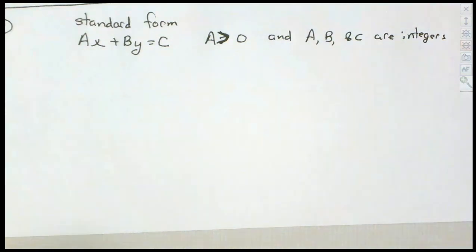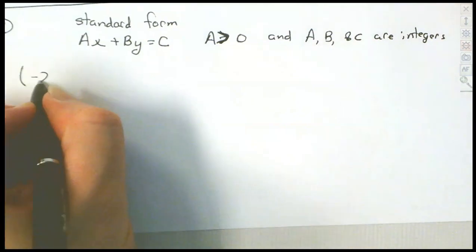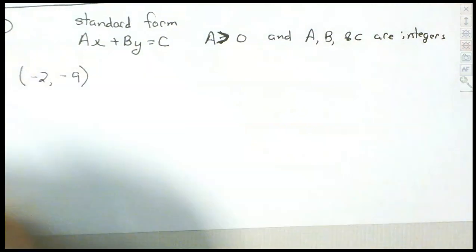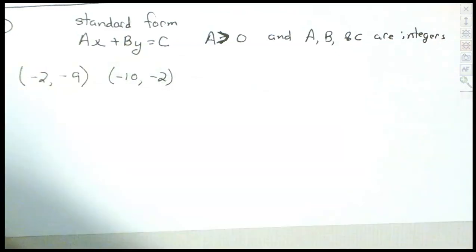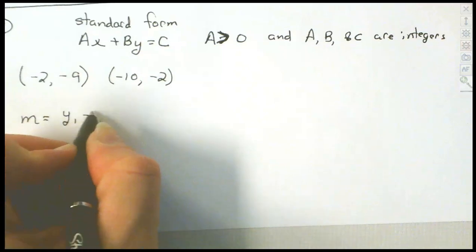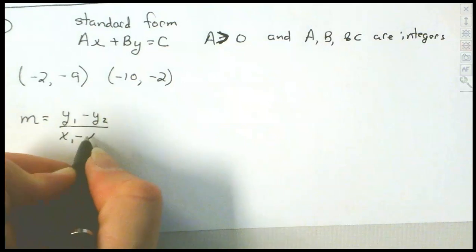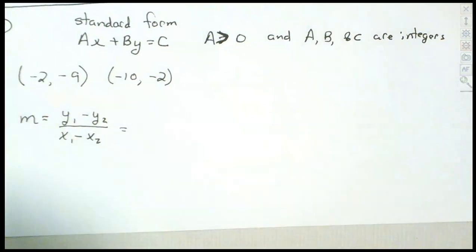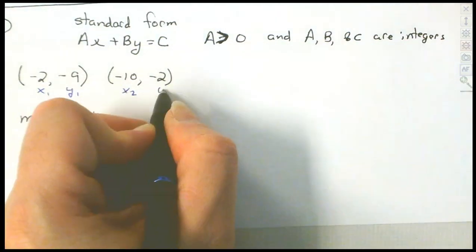We're going to proceed exactly the same way that we did the last one. So we've got the point minus 2, minus 9, and we've got the point minus 10, minus 2. What do we have? Two points. What's the only thing that we can do? Find our slope, y1 minus y2 over x1 minus x2. And again, we label x1, y1, x2, y2.